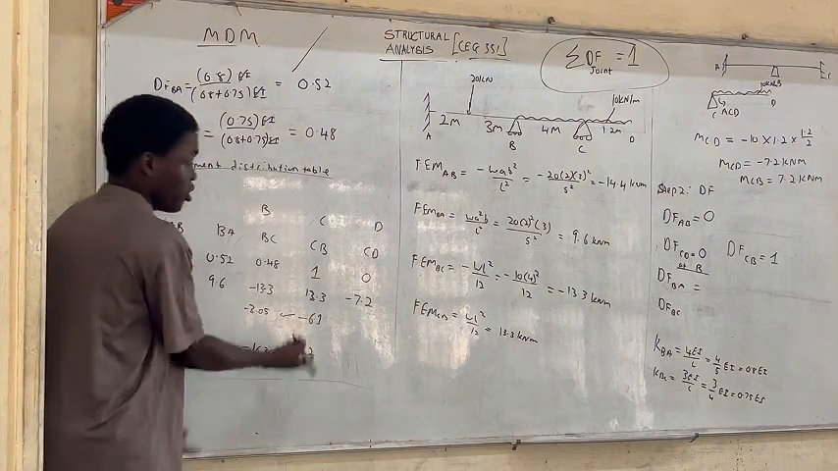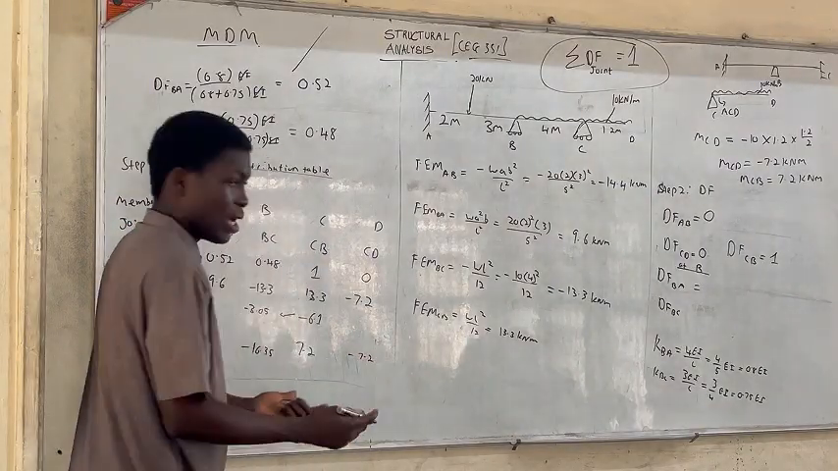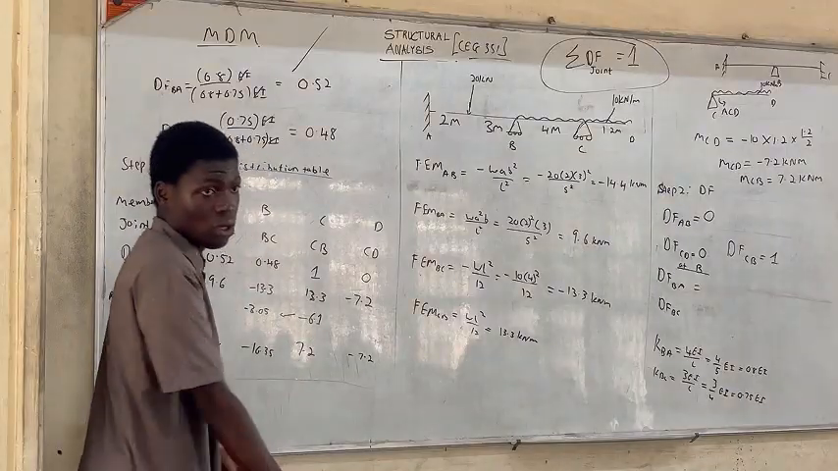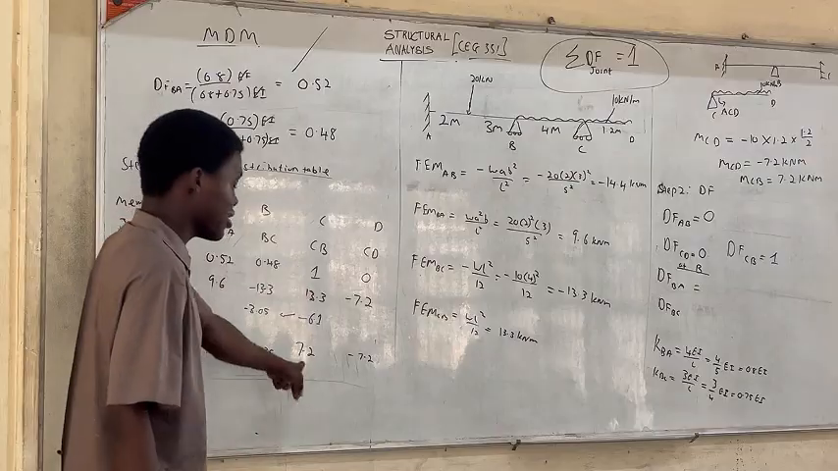It should be 7.2. And here it goes minus 7.2. So that means I'm not touching these two anymore. Why? Because I know that the moment should be minus 7.2 for C and 7.2 for the other one.